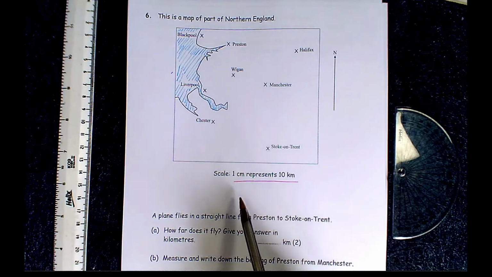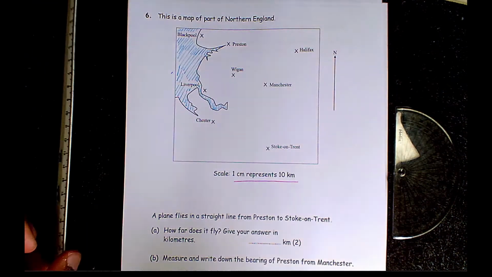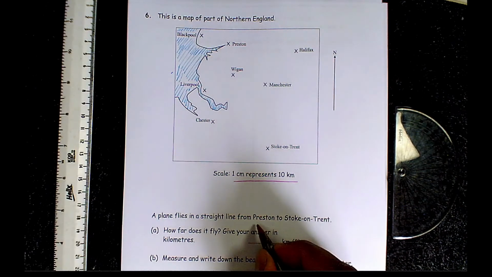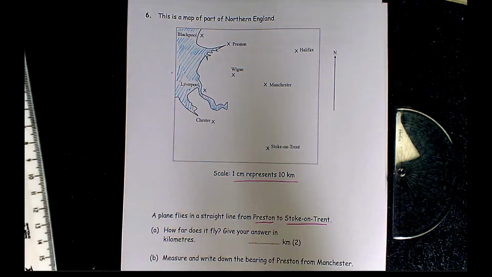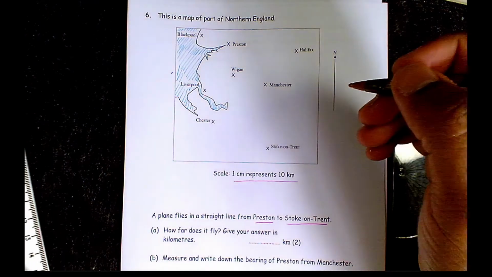So what we need to do is use this scale to find our final answer. So the first thing I need to do is make sure that I'm selecting the 2 correct locations, which is Preston and Stoke-on-Trent. So Stoke-on-Trent is here, Preston is there.